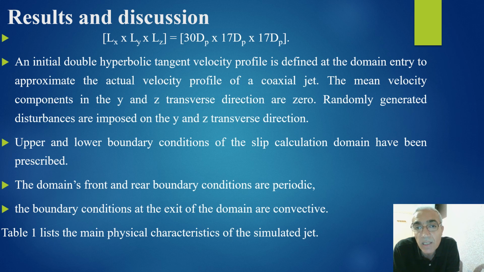Randomly generated disturbances are imposed on the y and z transverse directions. Upper and lower boundary conditions of the computational domain have been prescribed. The front and rear boundary conditions are periodic. The boundary conditions at the exit of the domain are convective. Table 1 lists the main physical characteristics of the simulated jet.